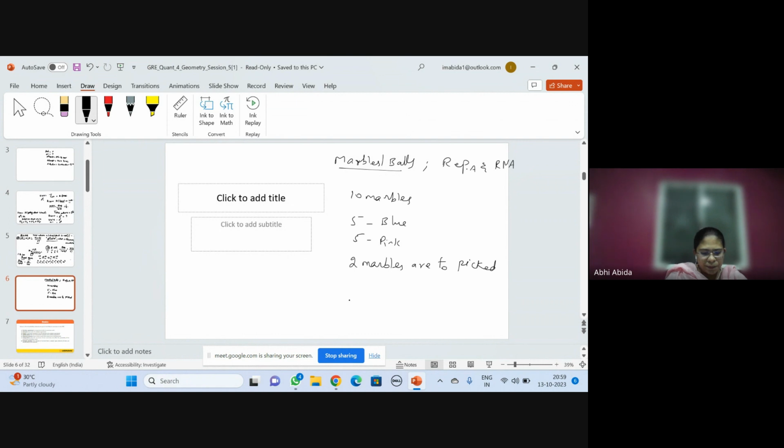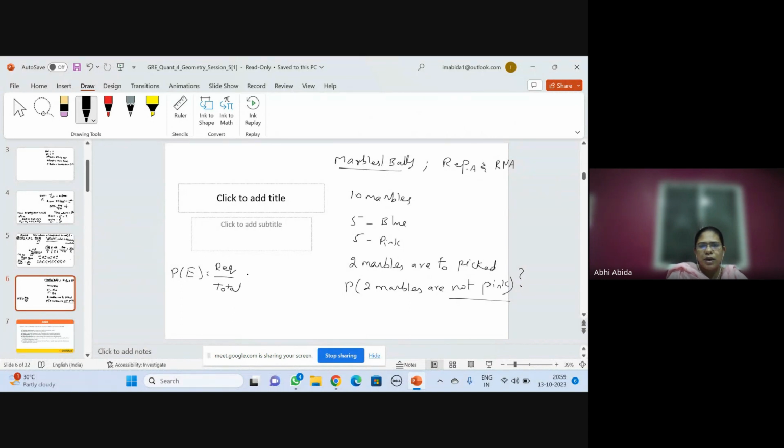Now my question here is: what is the probability that the 2 marbles are not pink? Not pink. Mind my words. Not pink. Okay, right. So first of all, what do we want? We want the probability. What is probability? Required by total.